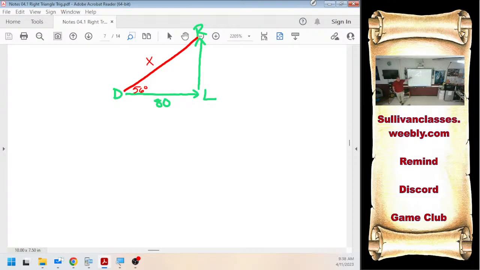Well, you would just find one and then the other. You could find one and then Pythagorean your way to the other. Yeah, you got options.